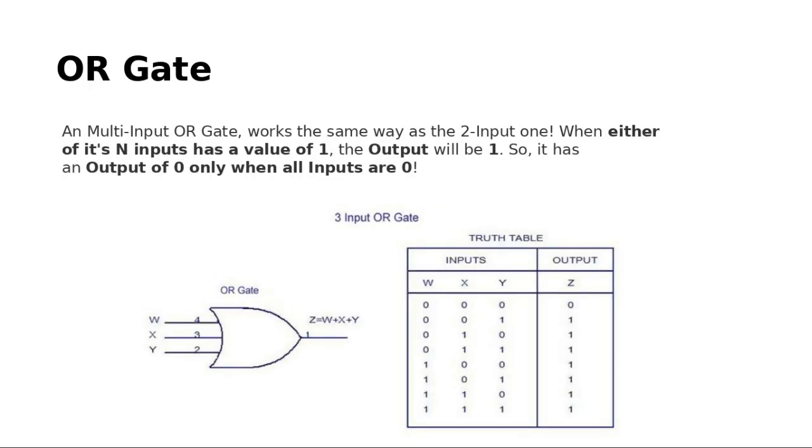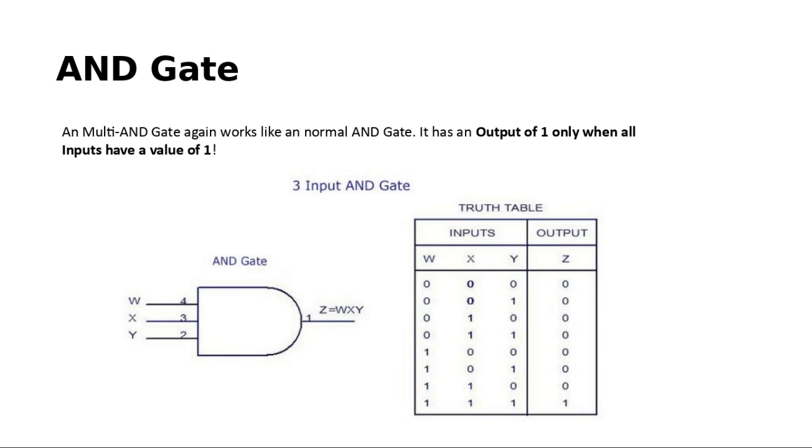NOR gates is just the reverse, right? In the NOR gates, you have to say 1, 0, 0, 0, 0. Okay. And multi-input AND gate again works like a normal AND gate. It has an output of 1 only when all inputs have value of 1. All of them must be 1 for the result to be 1. The other situations results are 0. AND case, as you know.